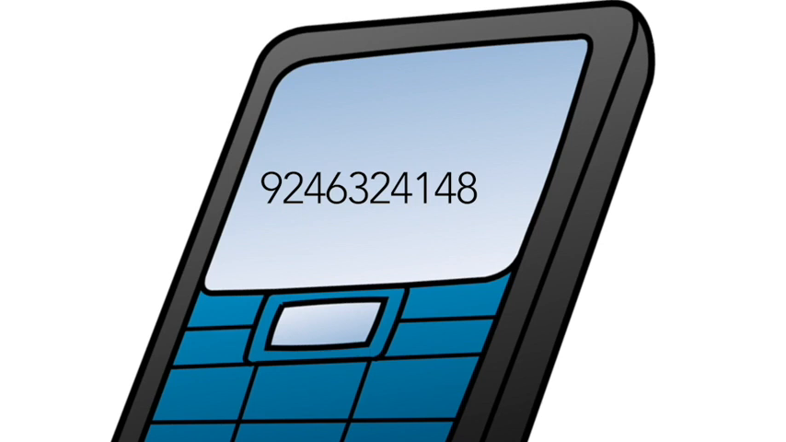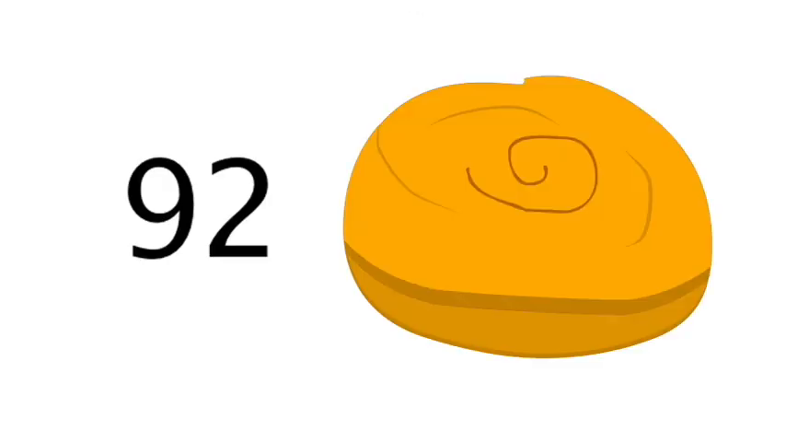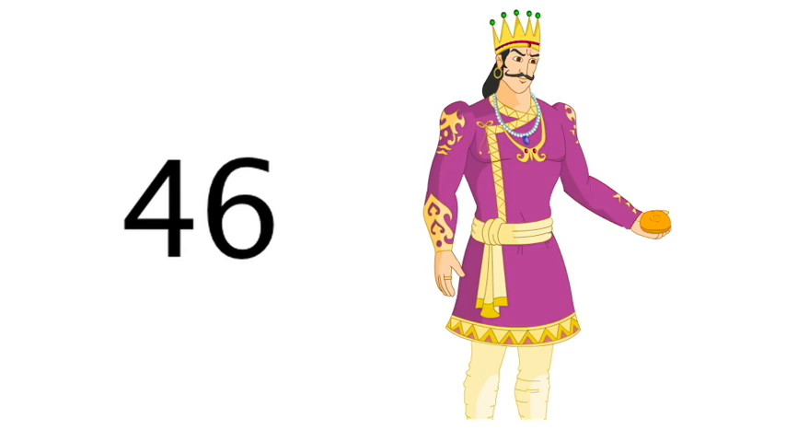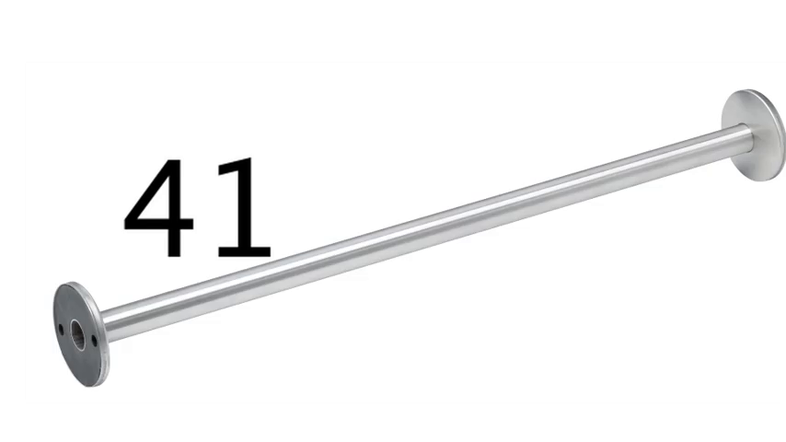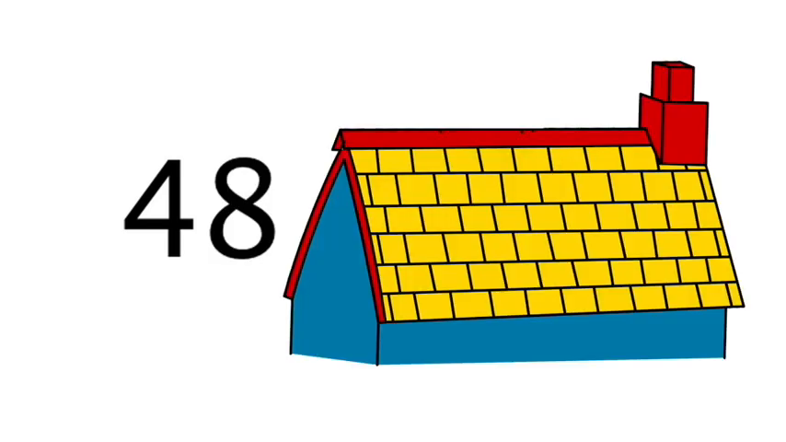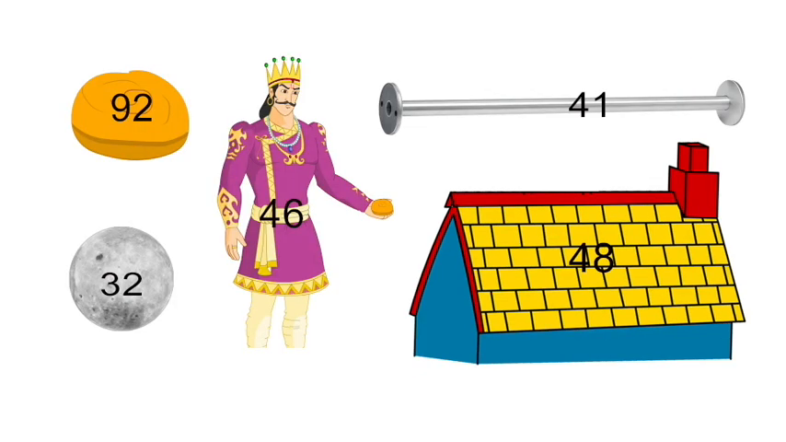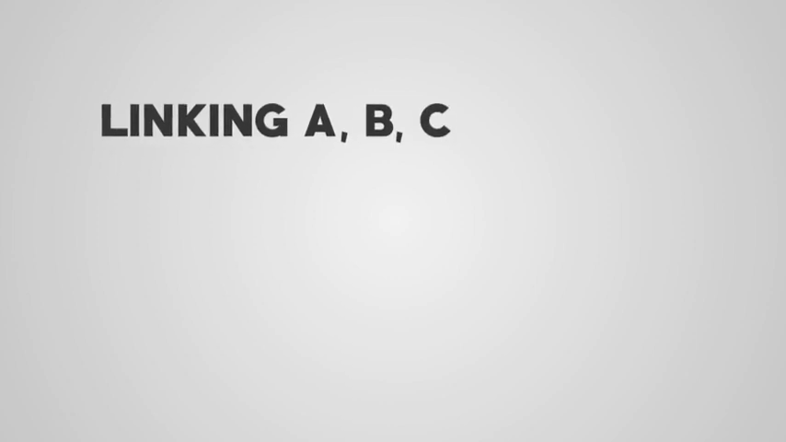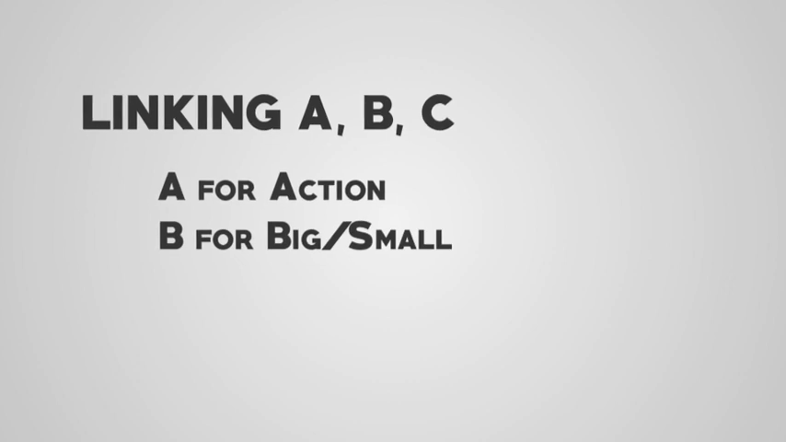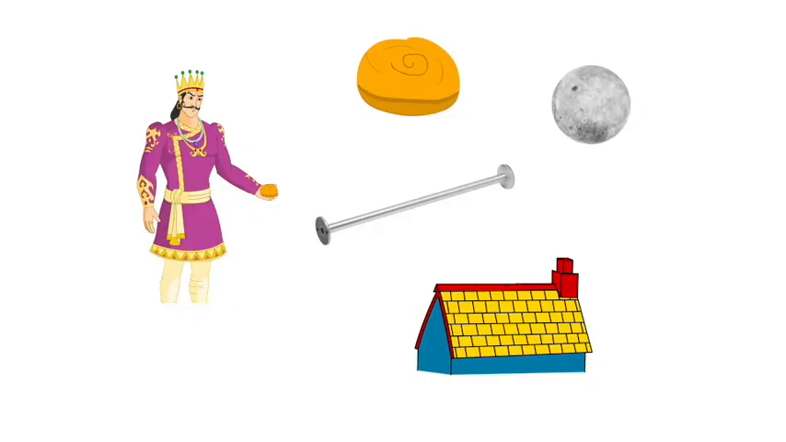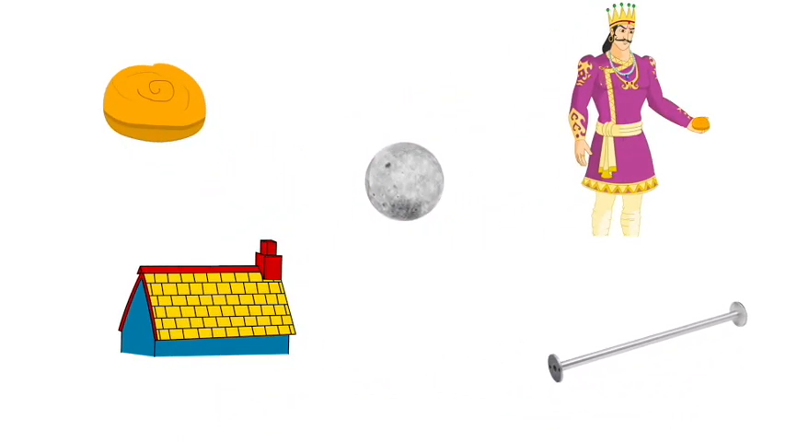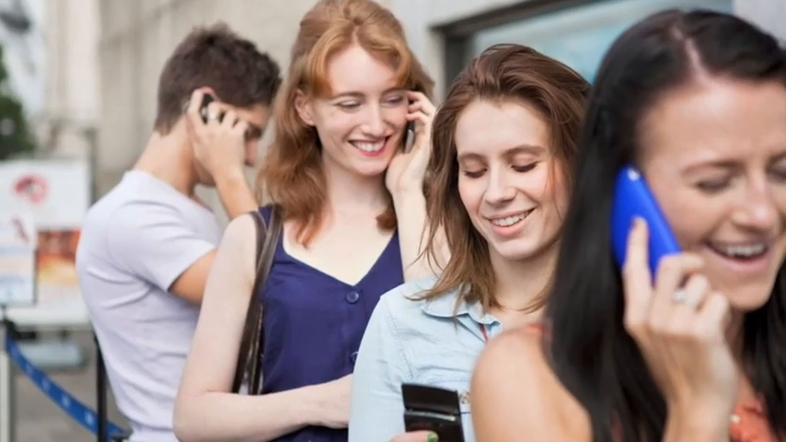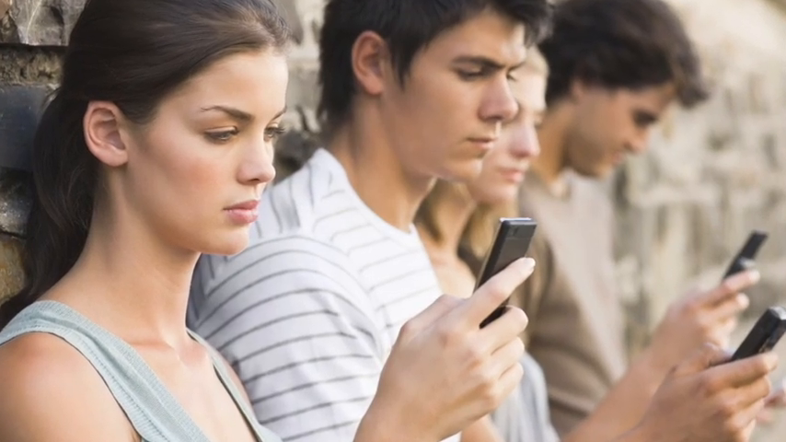9246324148. What is 92? Pun. What is 46? Raja. What is 32? Moon. What is 41? Rot. What is 48? Roof. Remember once again, whenever you do linking, you have to follow A, B and C. A for action, B for big or small, and C for crazy. Now link and create and visualize a crazy story and see for yourself how easy it is to remember mobile numbers of various persons. Now prepare a small story.